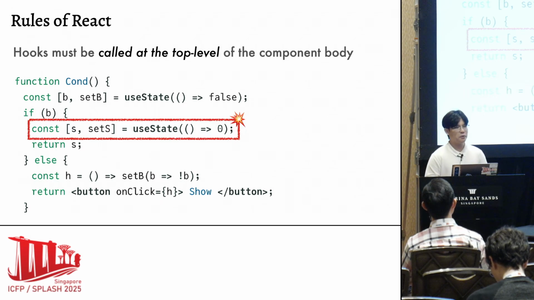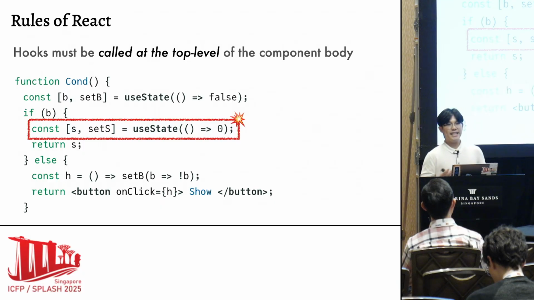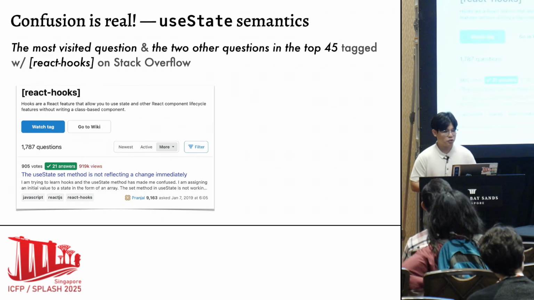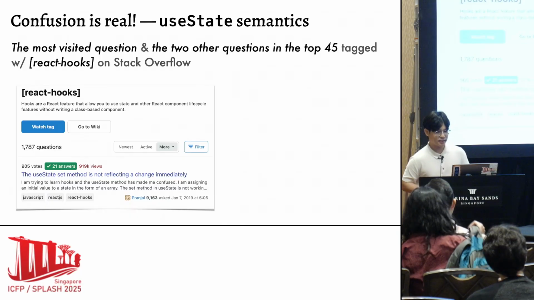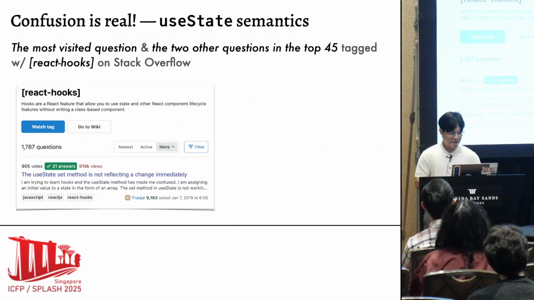So while React imposes multiple rules and disciplines to make this clever machinery work, providing the abstraction of a quote-unquote declarative functional components, it is still a DSL embedded in a freewheeling language of JavaScript. And this inevitably makes React a leaky abstraction, puzzling many developers. And it's not just me saying this. The most visited question with the React hook tags on Stack Overflow asks about this useState semantics.